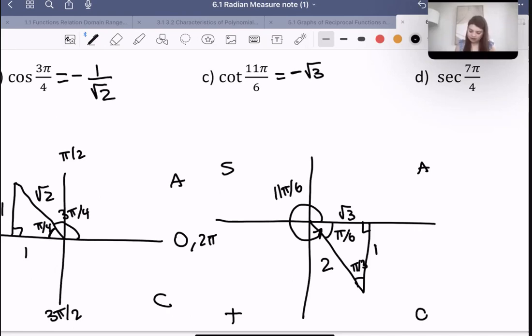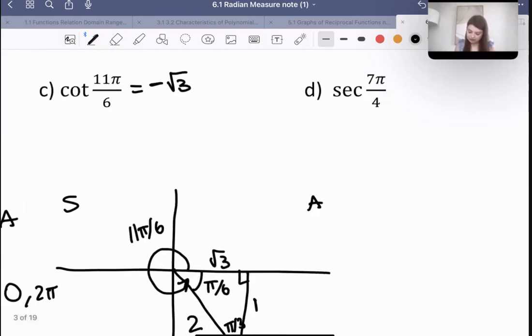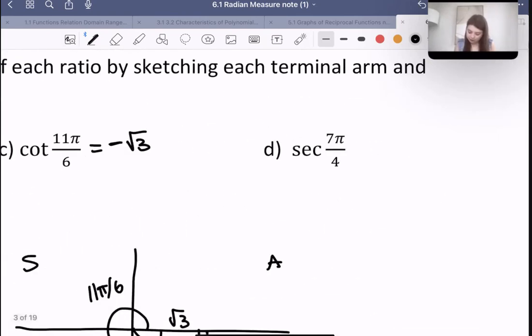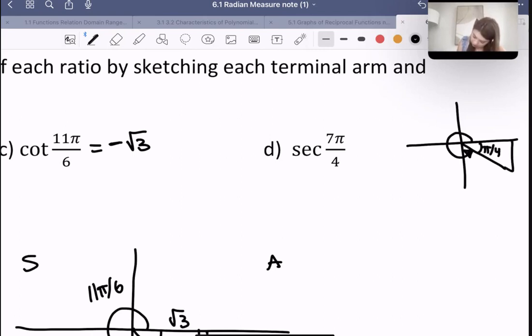All right, let's do one more example with secant of 7 pi over 4. Okay, so let's draw that out. 7 pi over 4 would be all the way here, and all we're left with is pi over 4. So this is a 1, 1, root 2 triangle.